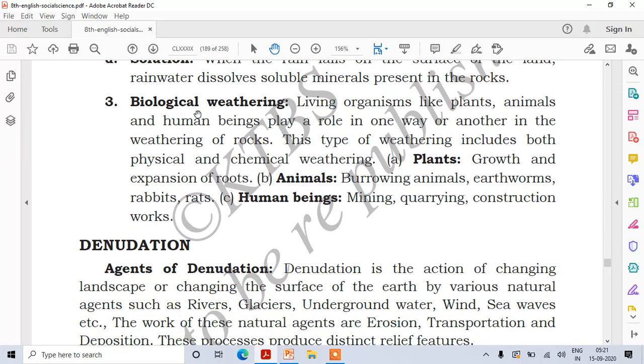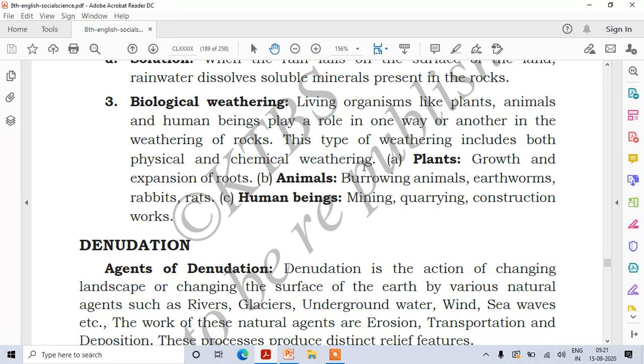And the third type of weathering is biological. Biological means some living things are involved in this weathering, like plants and animals. Living organisms like plants and animals and human beings play a role in one way or another in the weathering of rocks. So in biological weathering, who plays an important role? Plants, animals and human beings. This type of weathering includes both physical and chemical weathering. So in this type we have to read about physical also and chemical also.